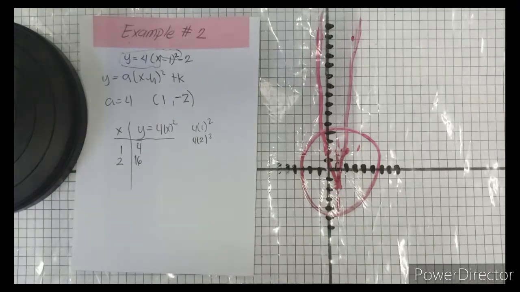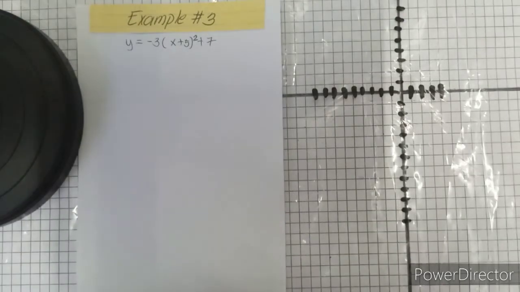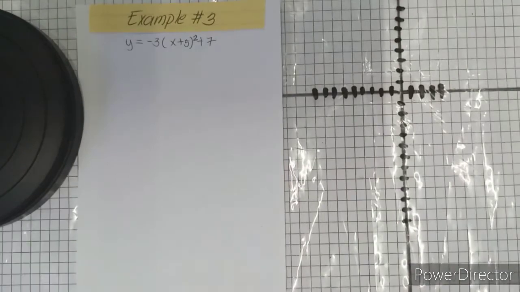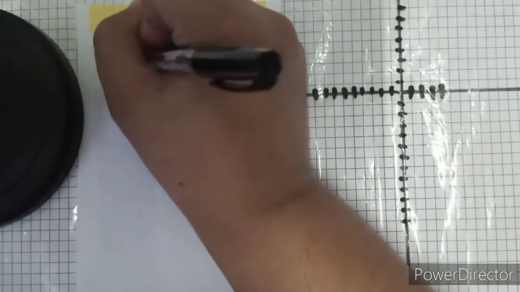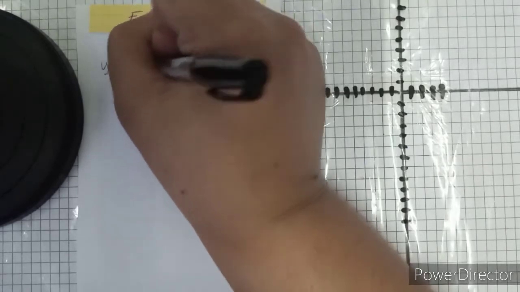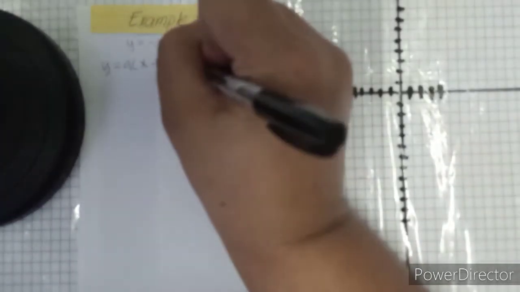Okay, so let's have naman, what if naman kung ating A is negative? So, let's have another example. Okay, so let's have example 3. We have y is equal to negative 3, x plus 5 squared plus 7. Okay, so rewrite muna natin yung ating formula ulit. So, y is equal to a, x minus h squared plus k.